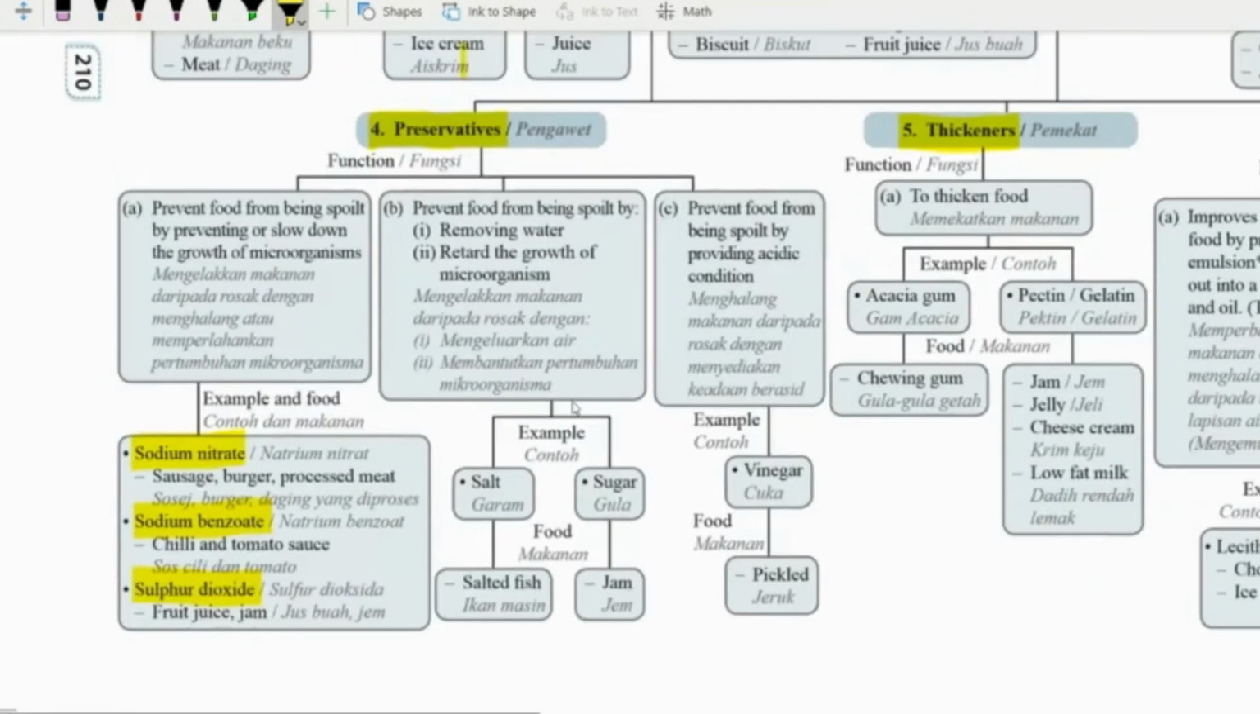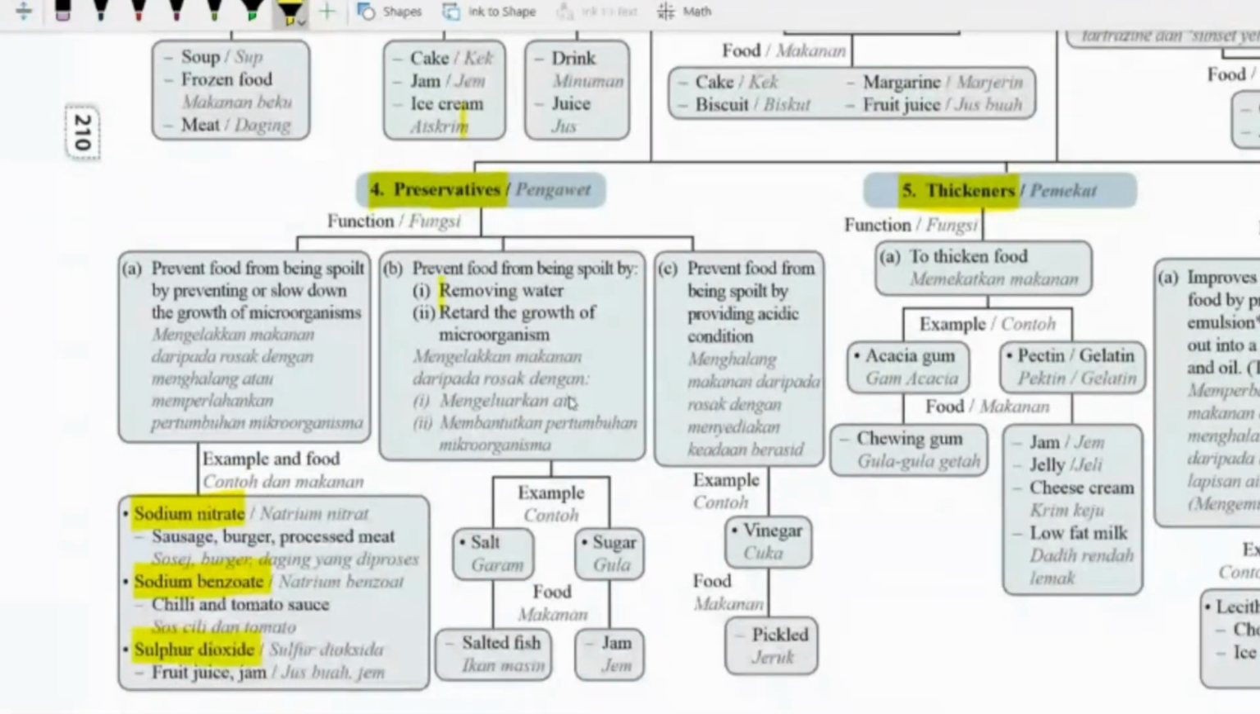Then this one removes the water from the food or retards the growth of microorganisms. Here we use salt, right? Like salted fish, salted egg. Actually, it removes the water inside the fish. So without water inside, the microorganisms or bacteria cannot grow. Or sometimes sugar, where you provide a very sweet medium, then it will remove the water or retard the growth of microorganisms. For example, in jam.